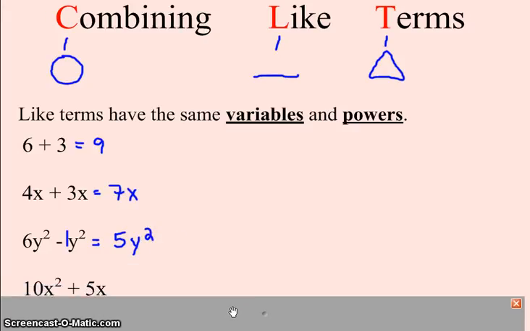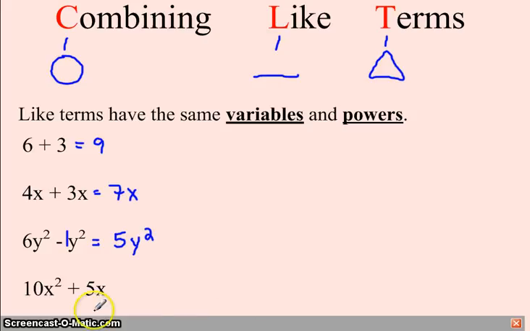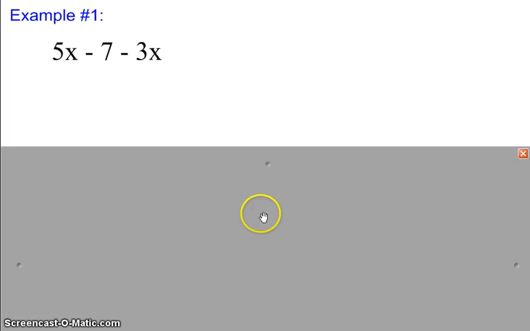One more example before we get to the real ones. A 10x squared plus a 5x. Now they've got the same variable x, but the powers are different. We got a 2 and we got a 1. So we can't combine them. This one is just done. Alright? Can't do anything with that. Almost a trick question there. So let's actually get to the real examples where we start circling and underlining and whatnot.